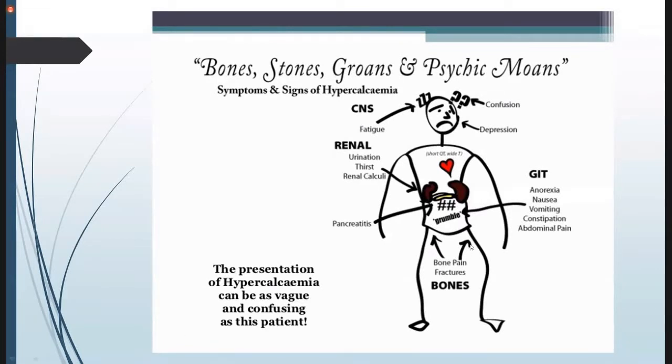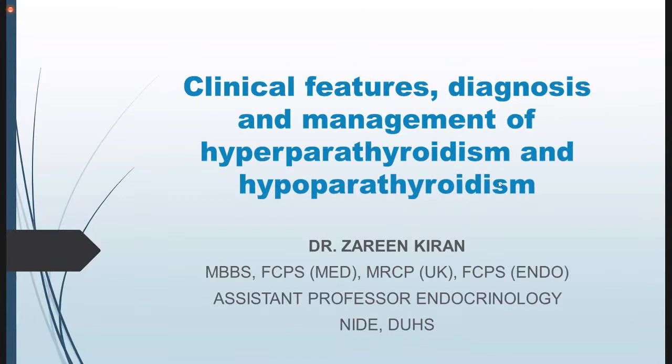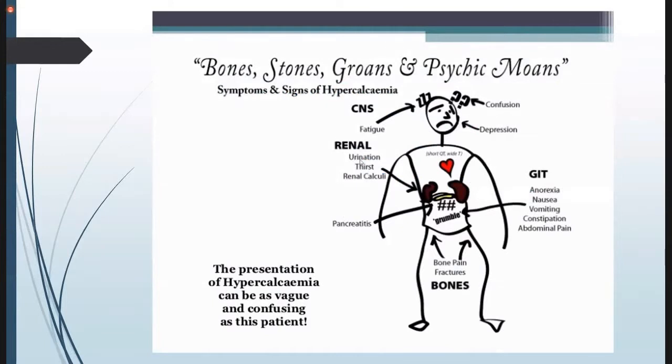So the topic is clinical features, diagnosis, and management of hyperparathyroidism and hypoparathyroidism, and I was explaining that this is a famous picture of the symptomatology and signs of hypercalcemia. So the patient presents with bone pains and can have renal stones, and since high calcium is causing peptic ulcer, constipation, other abdominal symptoms, GI related symptoms, there can be pains and groans. Then hypercalcemia is also affecting the CNS. This patient can present with psychic symptoms, confusion, depression, and so on.